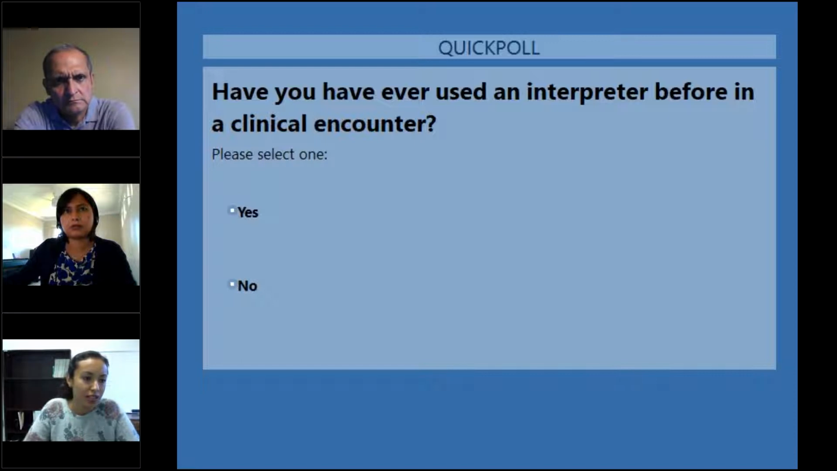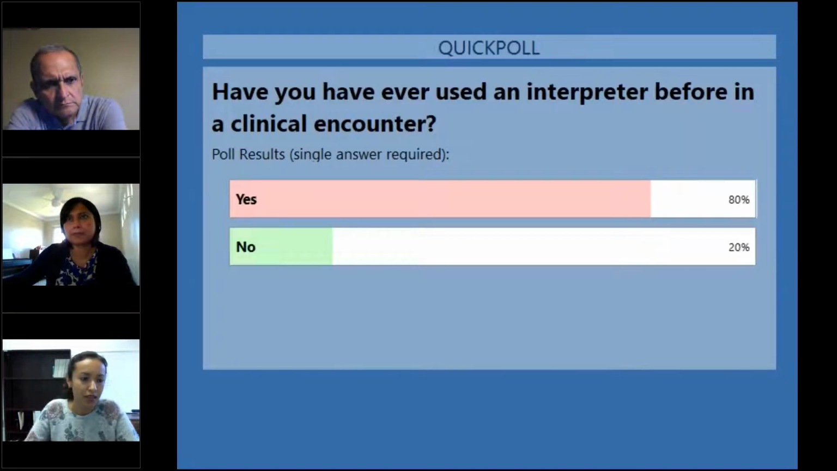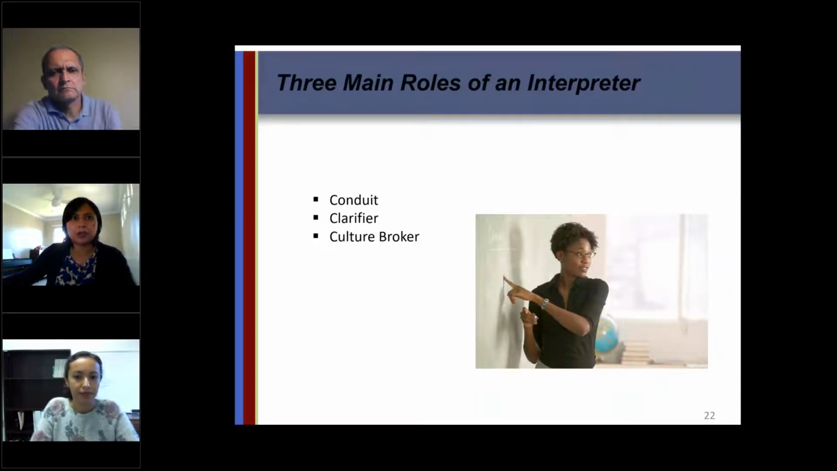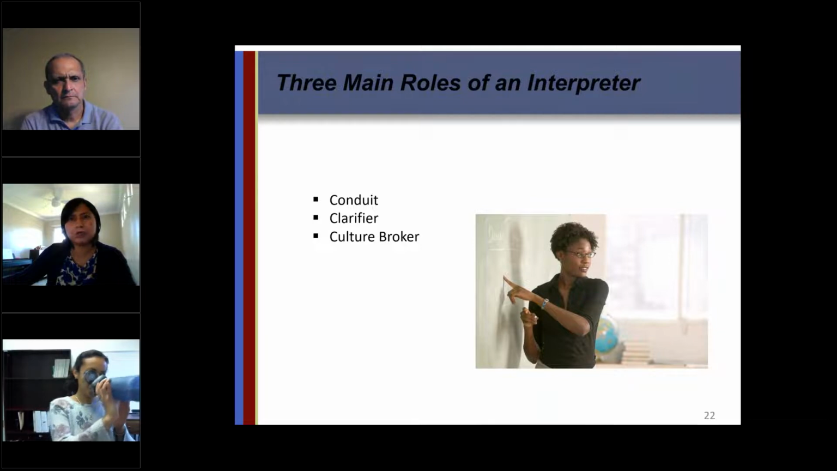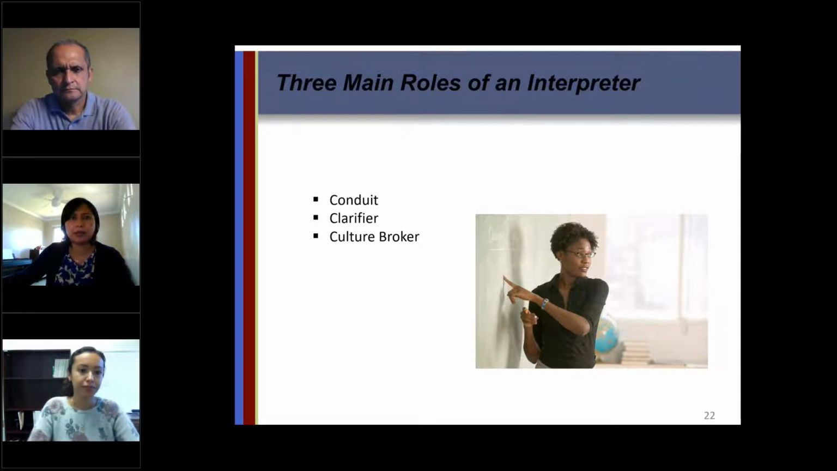All right, so this question says, have you ever used an interpreter before in a clinical encounter? All right, and the responses were 80% said yes, and 20% of participants said no. Okay, great. So I hope during the remainder of this session, I can provide you with some information about interpretation that might make it easier for the 20% of you that haven't done it before. And maybe for others who might be a little more comfortable in providing interpretation, please feel free to add in the chat some of the things that you've learned in your experience that you would like to share with those folks on the call that haven't had that opportunity yet.